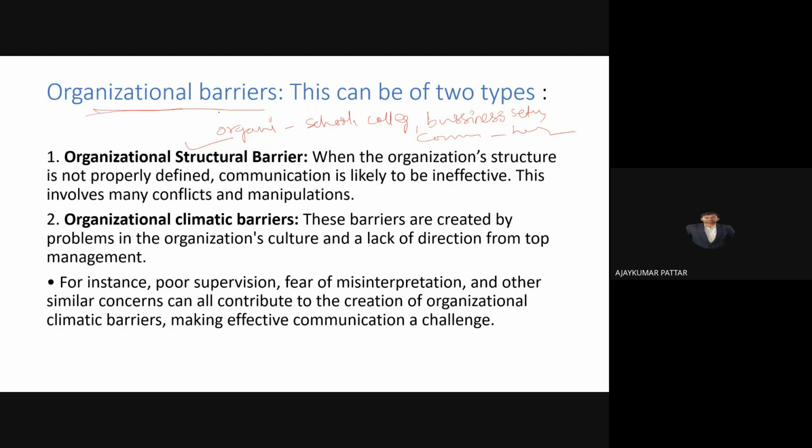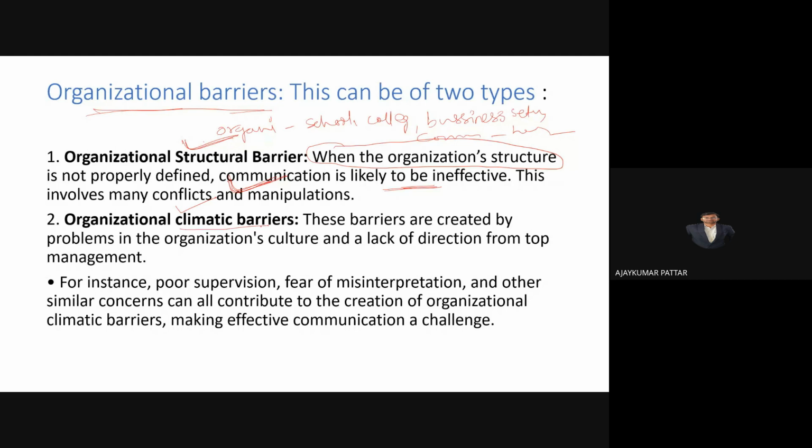So in organizational barriers, usually we divide into two types: organizational structure barriers and organizational climate barriers. If there is a problem in the structure of the organization, then the communication is not properly happening, because of the structure the communication is not taking effect. We will discuss in detail what these things are.